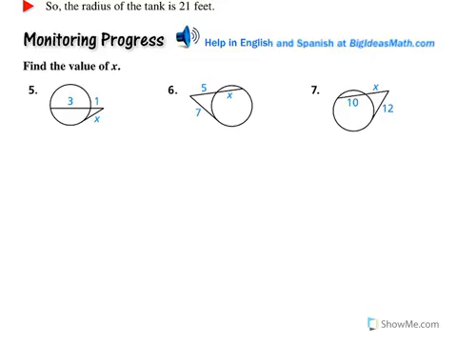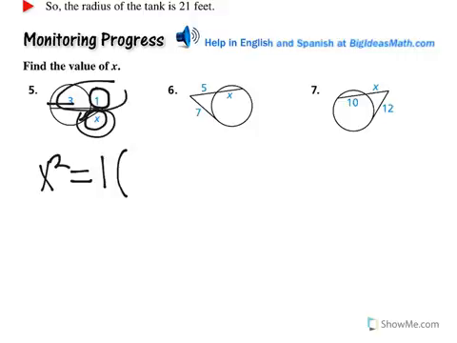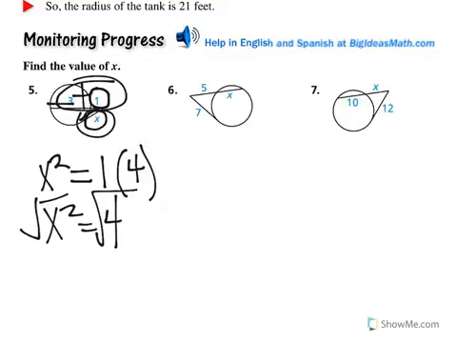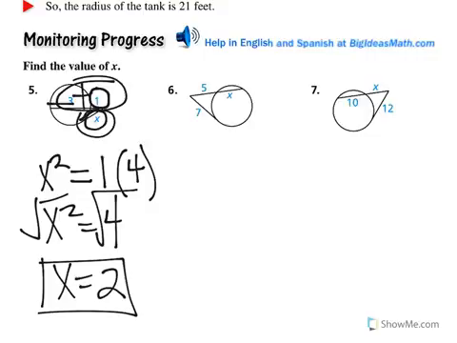So let's just try a few examples so that way we can get the hang of it. Alright, so on number 5, we have a tangent line and a secant line. So we know our tangent squared, so x squared, is going to be equal to the outside piece of my secant, so 1, times my whole secant line, which is 3 plus 1, which is 4. So we get x squared is equal to 4. So to get rid of the square, use square root. So x equals plus or minus 2. However, we can't have a negative side length, so it has to be only 2.